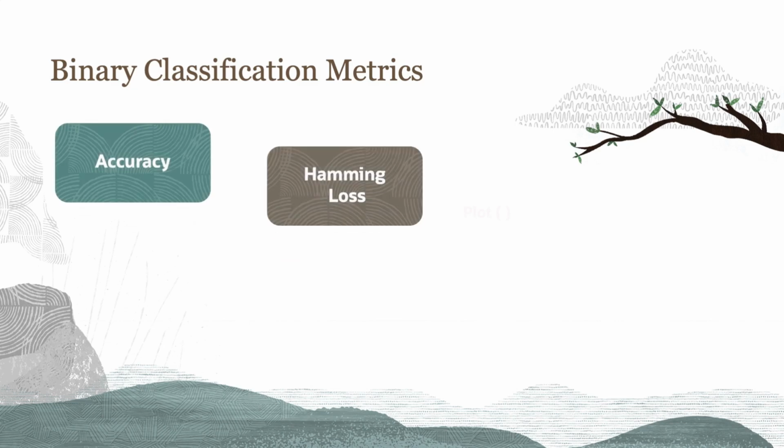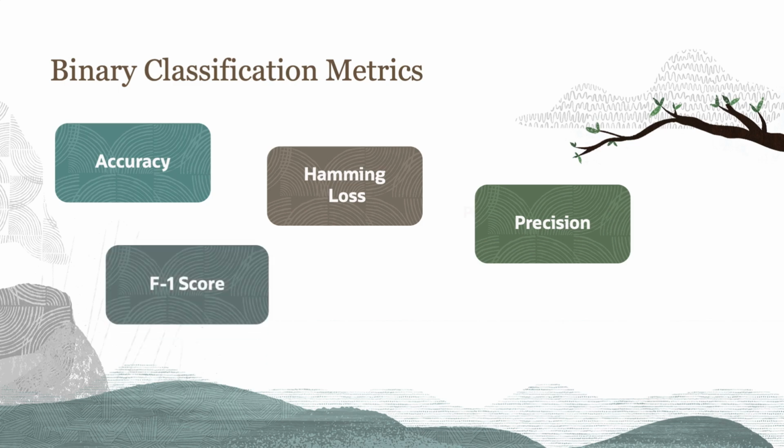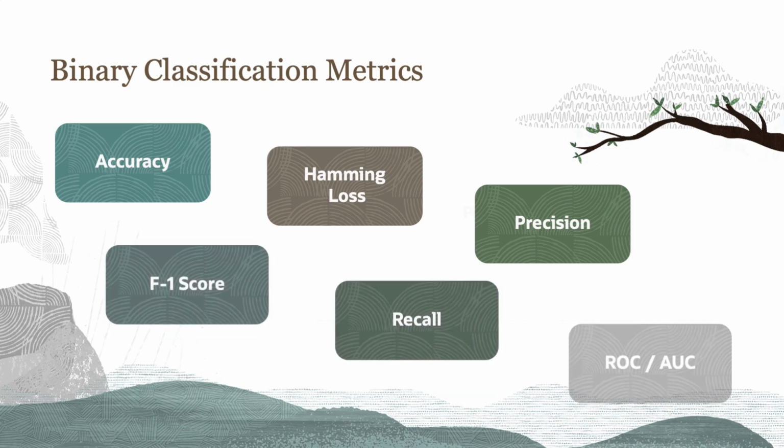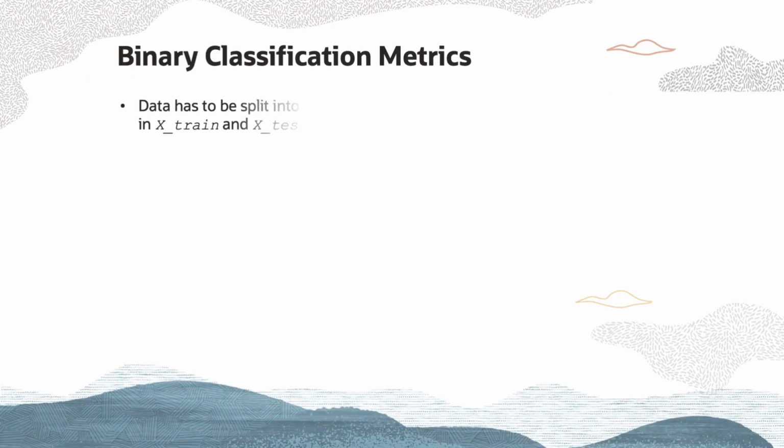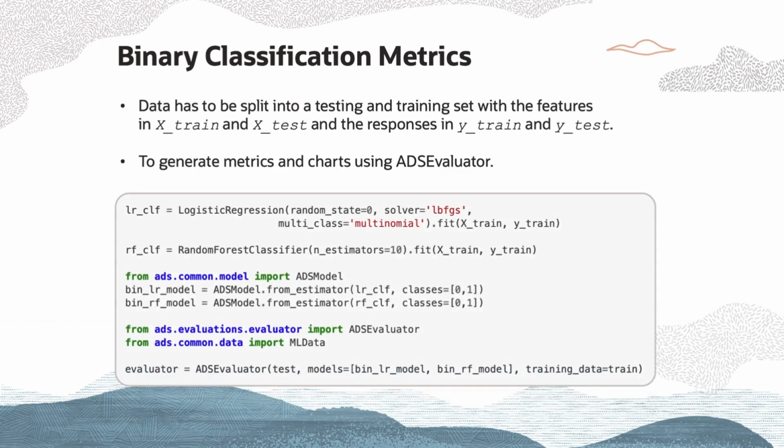These are some of the prevailing metrics for evaluating a binary classification model provided in ADS. You can, of course, refer to the ADS talk to go through these metrics in more detail. You use the ADS evaluator and ADS model class in the ADS package to generate these metrics. This code snippet demonstrates how to generate the metrics and charts.